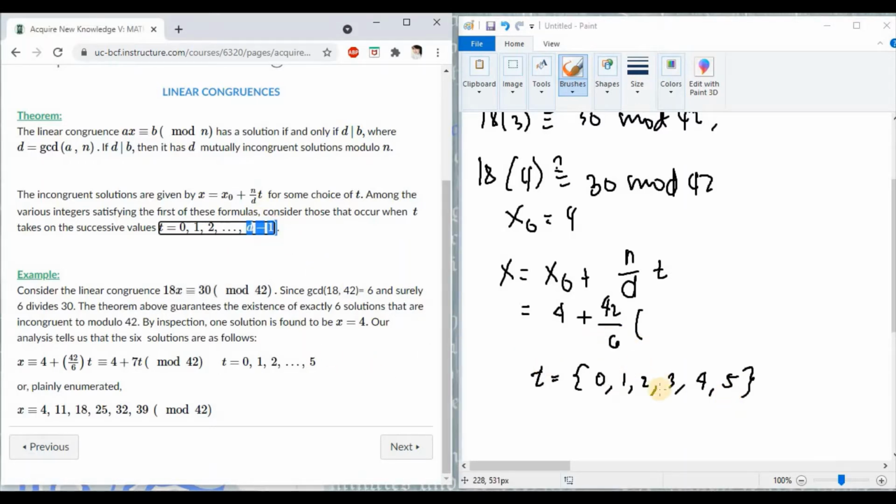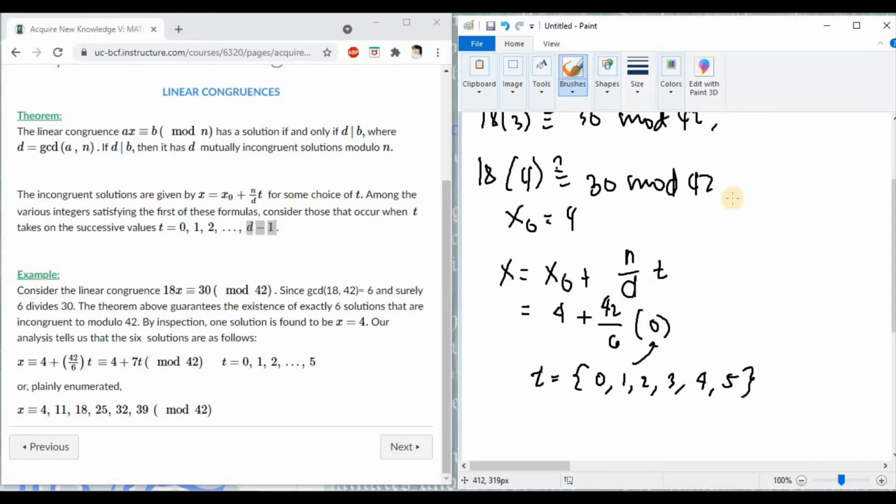Your d is 6 minus 1, which is 5. So, substitute all the values. Start with 0. The next value is 11. When you substitute 1, input 1 there, the next value is 18. Input 3 there, the next value is 25, and so on. And you'll stop until there. So, how many solutions will you have? We have 6. Of course, the sixth value is the first value that you found, which is 4.